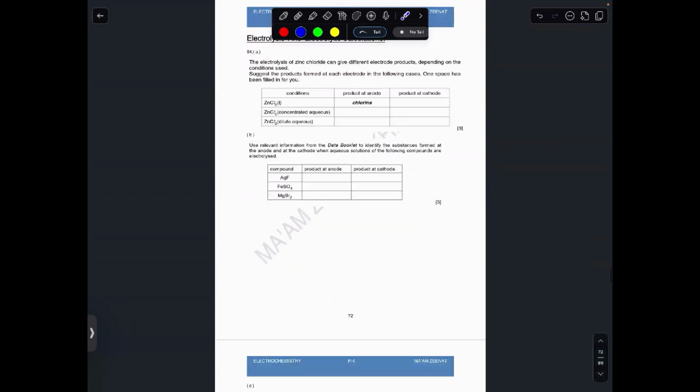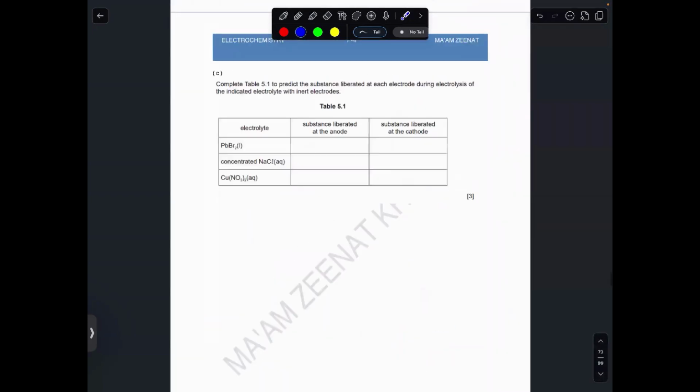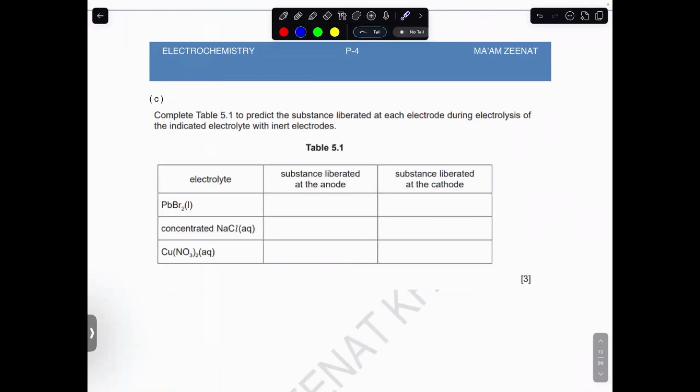So if I go to this question, look at this. This is molten. In molten, it is lead, it is bromide, substance at anode. At anode, bromide will lose electron, making bromine. At cathode, lead 2 plus gains electron. It's lead. So the answer is lead and bromine.